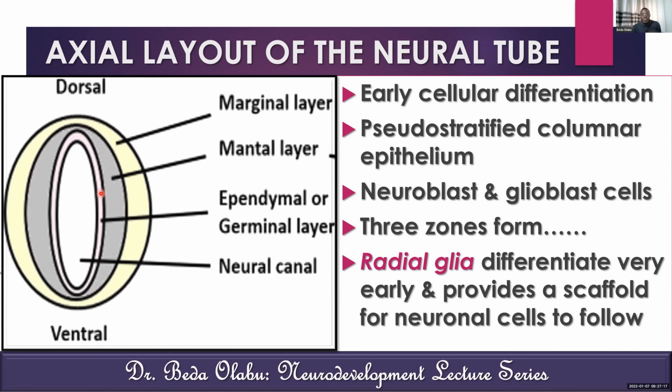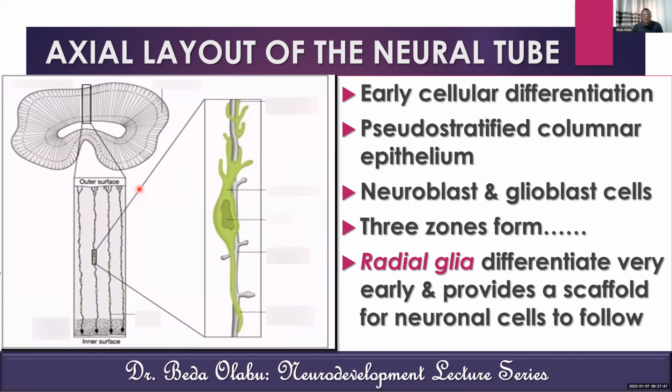Quite important is that some glial cells differentiate quite early as well, so that they can guide the migration of the neurons. The name given to the glial cells that differentiate early is radial glial cells. These radial glial cells differentiate quite early and form a scaffold that the neurons will use to move away from the germinal matrix.